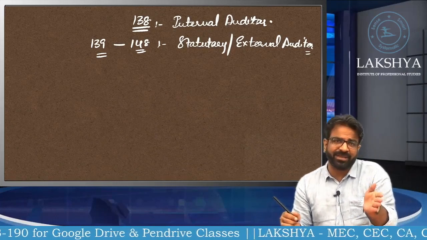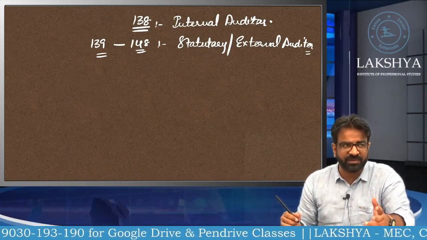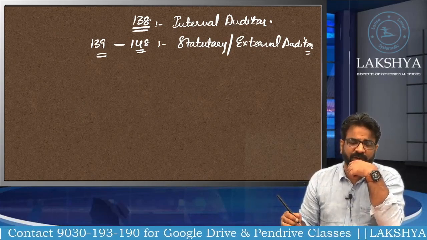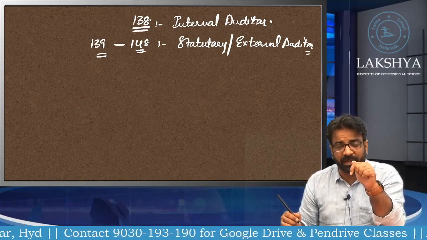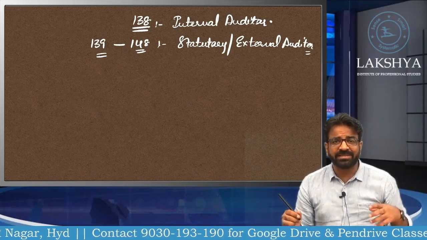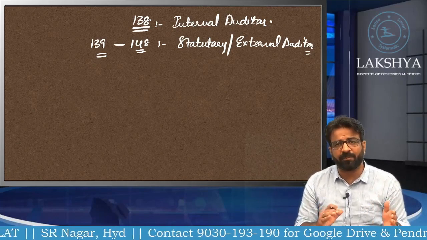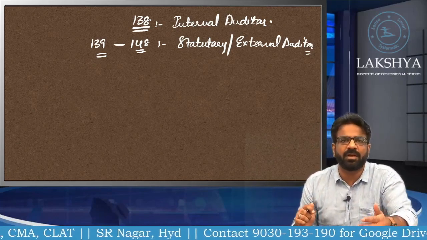Section 139 is known as appointment of an auditor. What is the first section? 139, which talks about the appointment of an auditor. But let me tell you one thing about where we are going to cover Section 138. As we all know, in CA Final Advanced Auditing we have one chapter called Internal Audit, Management and Operational Audit. Anyways, we have to do the internal audit in that chapter.